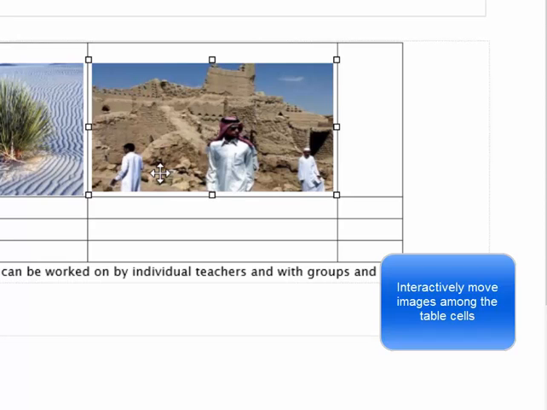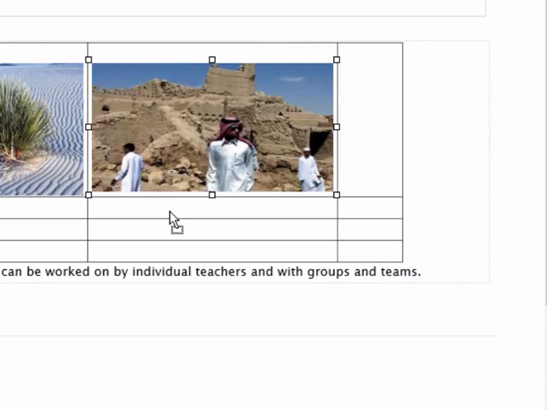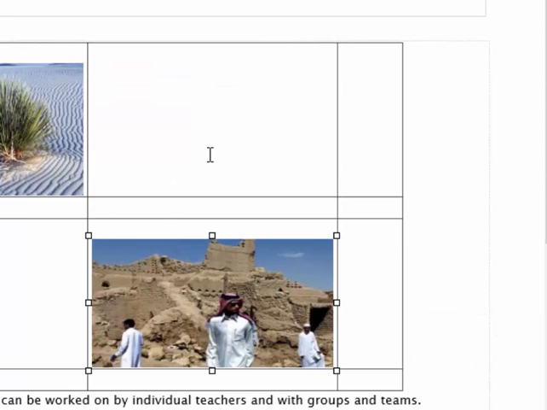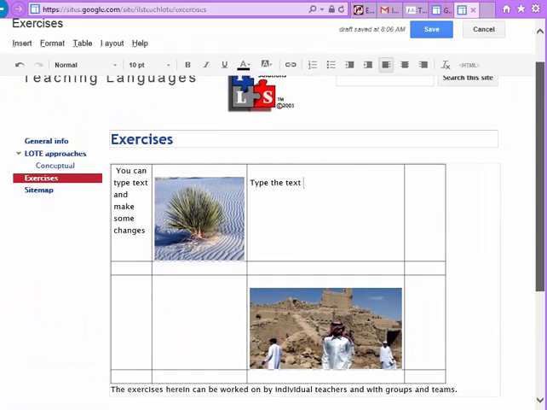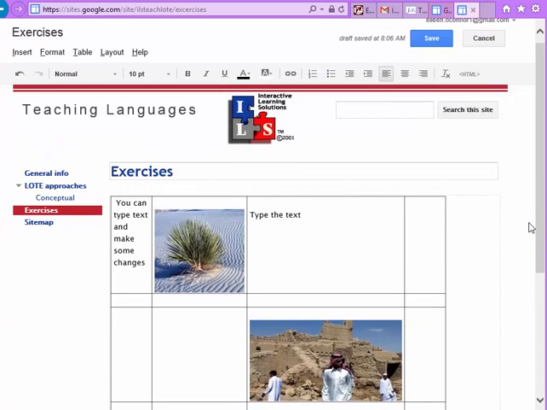You can also, by left-clicking on the image, drag it into a different cell. And then you would type the text you want in, or you could copy and paste it in until you get the format that you want. Now the table boxes will remain at this point in the editing capability within Google Sites.